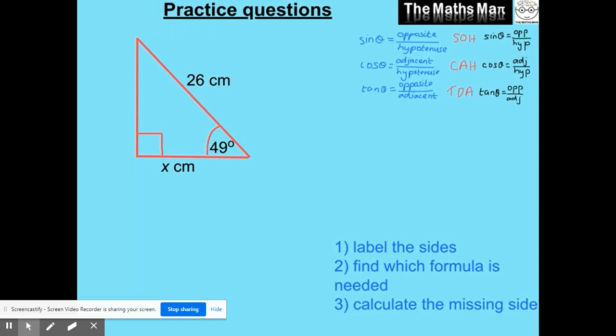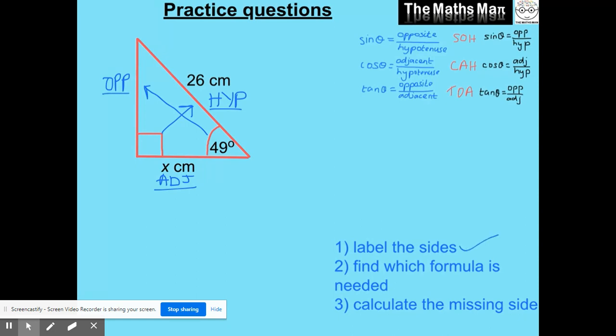The very first thing you want to do is always label the sides of the right triangle. In this case, across the 90 degrees, we have 26 centimeters, and that's the hypotenuse. Across the 49 degrees, we have the opposite side, and x in this case is the adjacent side.